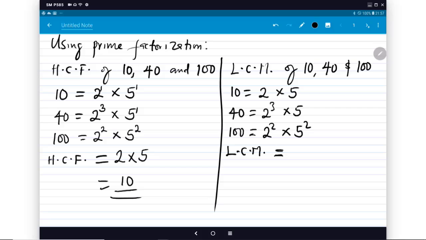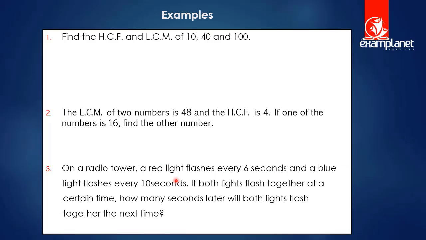Now, we have to pick the one with the highest power. So for our 2, we have power 2, power 3, power 1. So we pick power 3. Then for our 5, we have power 1, power 1, power 2. So we pick power 2. So 2 raised to power 3 is 8. 5 raised to power 2 is 25. Which gives us 200. So that is how we can use the prime factorization method to find our HCF and LCM.